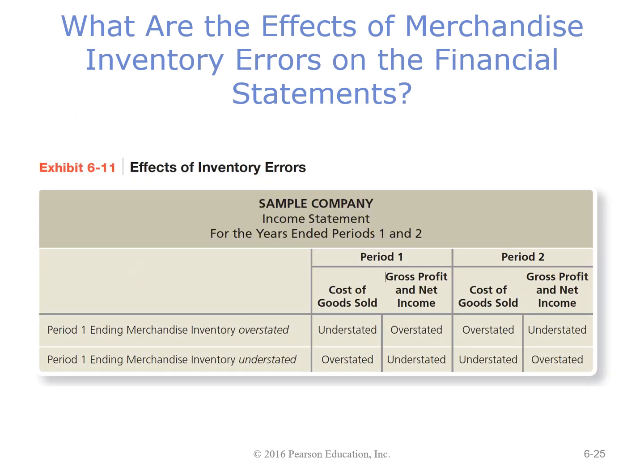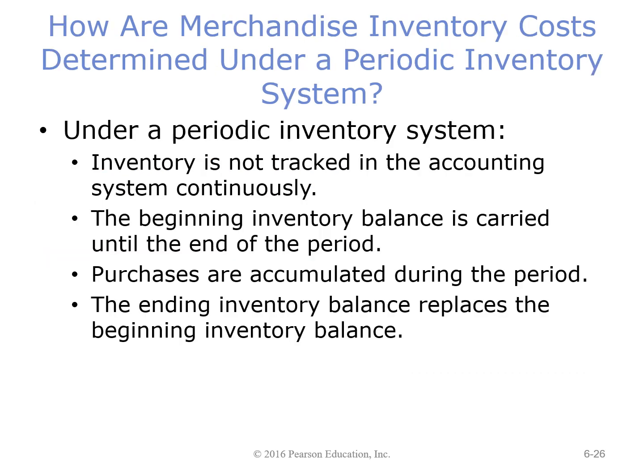The effect of the inventory error: when we have in period 1 an ending merchandise inventory that is overstated, that will result in an understatement of cost of goods sold and an overstatement of gross profit. In the next period, it will be reversed, which means the cost of goods sold will be overstated and the gross profit will be understated. If we start with an ending inventory that is understated, the cost of goods sold will be over, the gross profit will be under, and then a reversal will happen again. This is what we just explained in the previous slide, that a reversal happens automatically in order to eliminate the effect of the error. So we will have a gross profit that is overstated by the same amount.